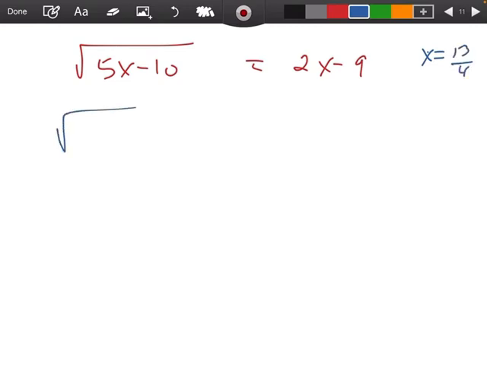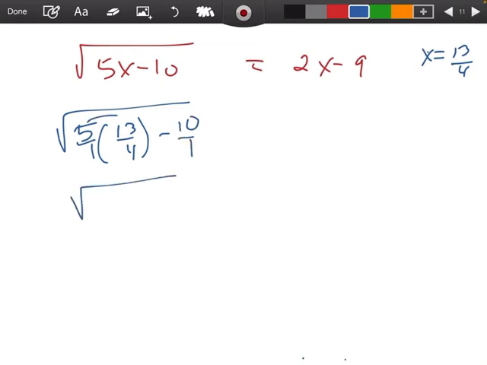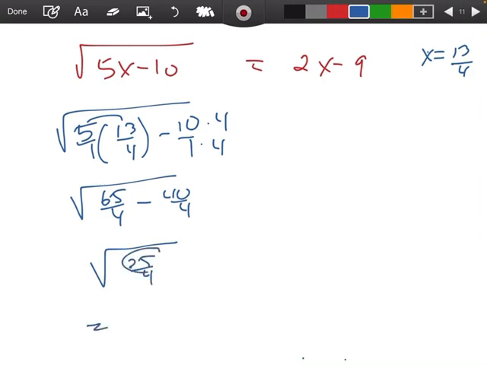All right, so let's go slow. So I'm going to think of that as 5 over 1 times 13 over 4. I'm going to think of that as 10 over 1 because I want to get common denominators in a second. So 5 times 13 is a 65 over 4. Now, if I multiply both of these by 4, that gives me 40 over 4. 65 minus 40 is 25 over 4. And now when I take the square root, well, the square root of 25 is 5, and the square root of 4 is 2.